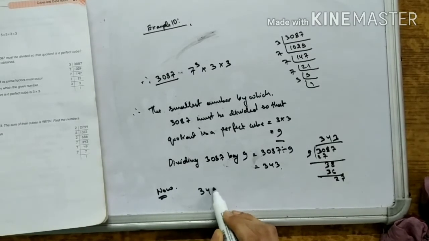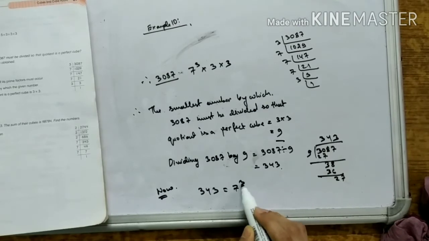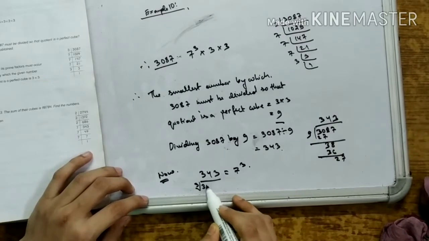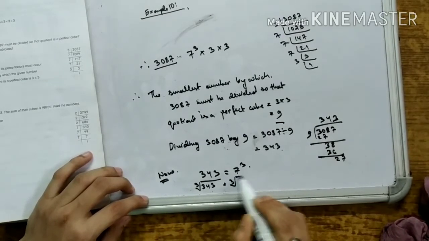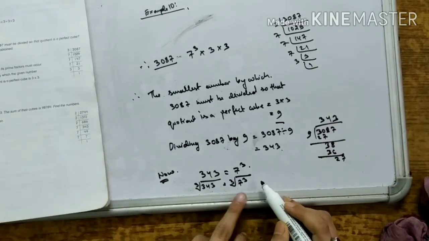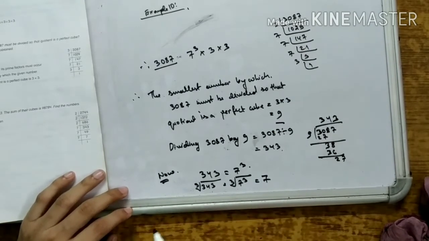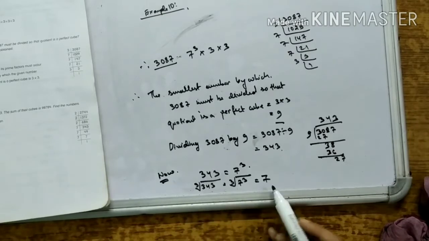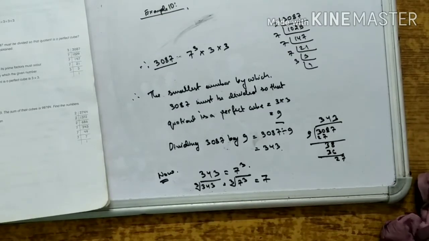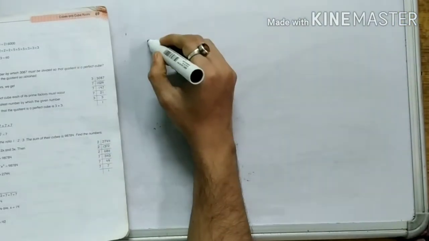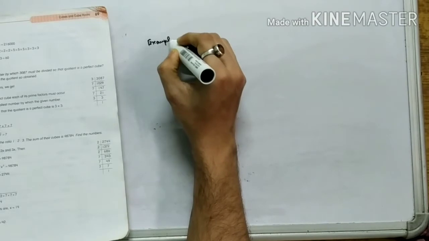Now you see 343 equals 7 cube. So therefore the cube root of 343 will be the cube root of 7 cube. Cube and cube root cancel, and I will get 7. So the cube root of 343 equals 7. Okay, next again, it is given example 11.